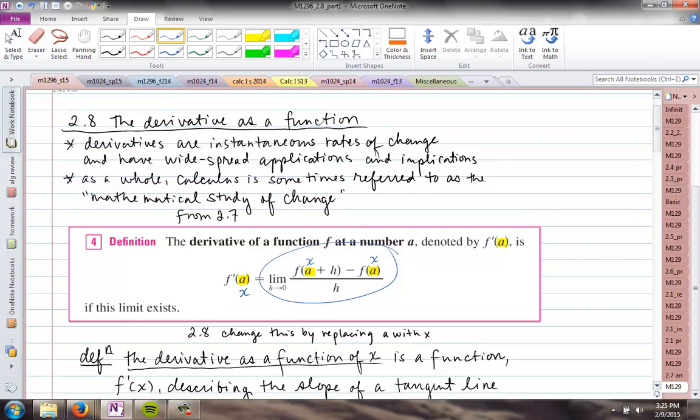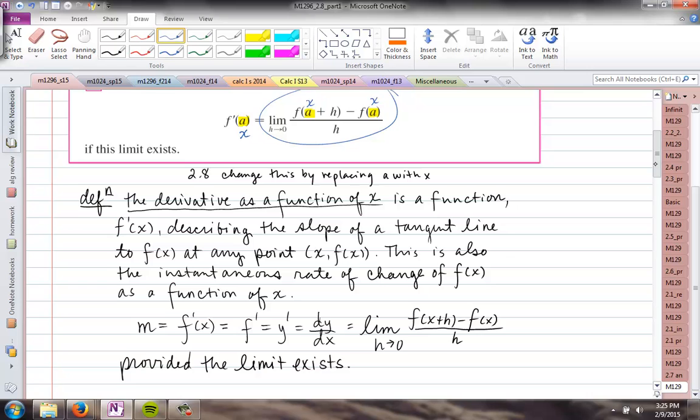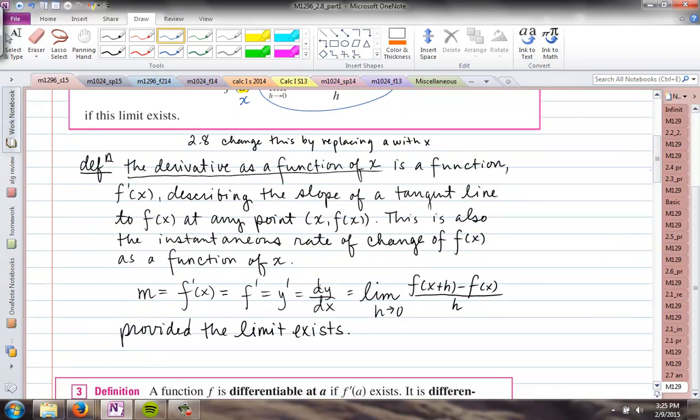And so I've written out this definition instead of just telling you what it is. It says the derivative as a function of x is a function f prime of x describing the slope of a tangent line to f of x at any point x, f of x. This is also the instantaneous rate of change of f of x as a function of x.